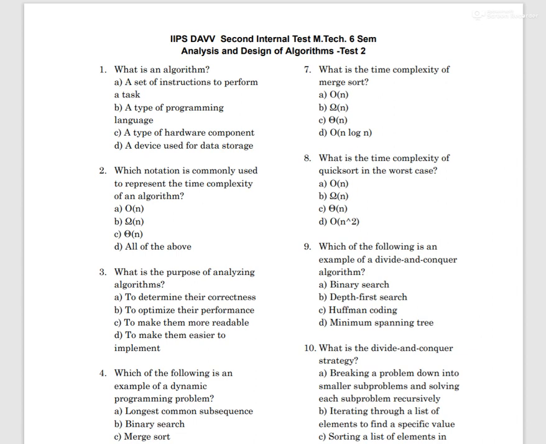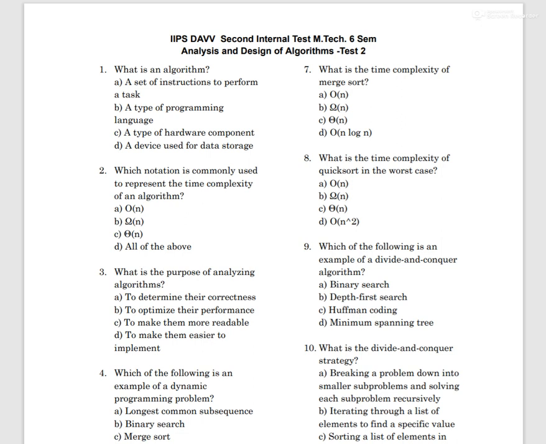This video is a part of my analysis and design of algorithms assignment. In this video, we will be reviewing the second internal question paper, which is an MCQ based paper. The first question here is, what is an algorithm? So algorithm can be considered as a set of instructions to perform a task. So here the correct option is option A.